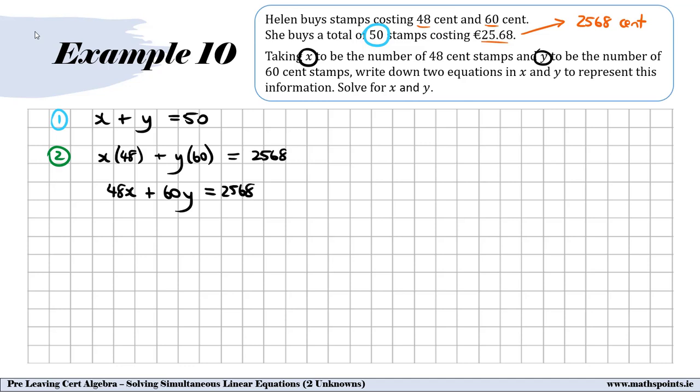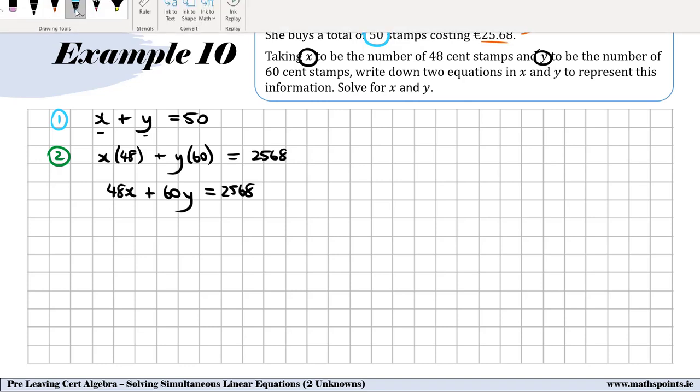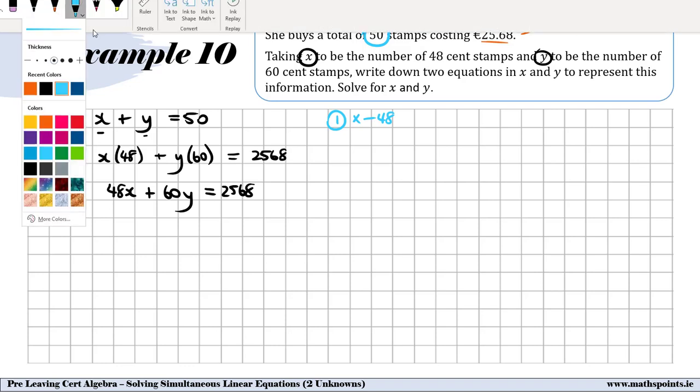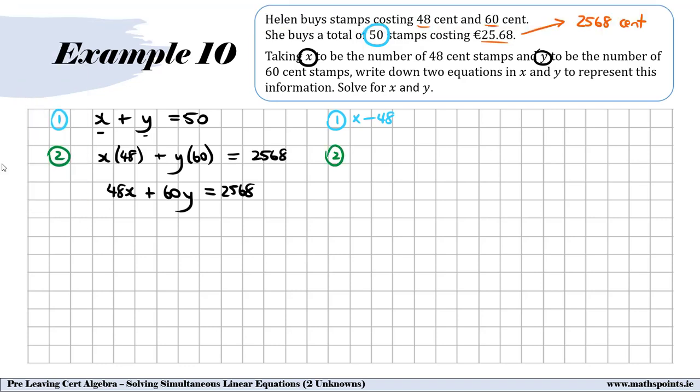We now have two sentences that are in the correct format, ax plus by equals c, and we can decide what to multiply one or both of the lines by to try and eliminate one of the variables. Because we have a solitary x and y in equation 1, I can either multiply equation 1 by minus 48 to eliminate the x's, or minus 60 to eliminate the y. So I think I'll just decide on multiplying by the smaller of the two numbers, the 48. So equation 1, I'm going to multiply by minus 48. And equation 2, I'm going to leave exactly as it is.